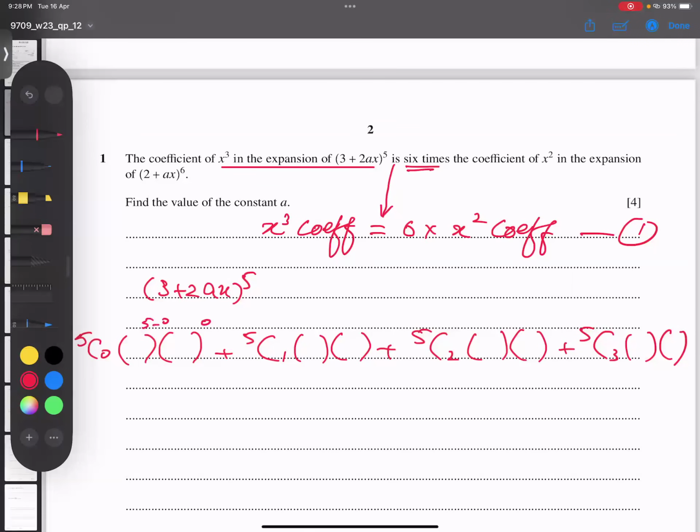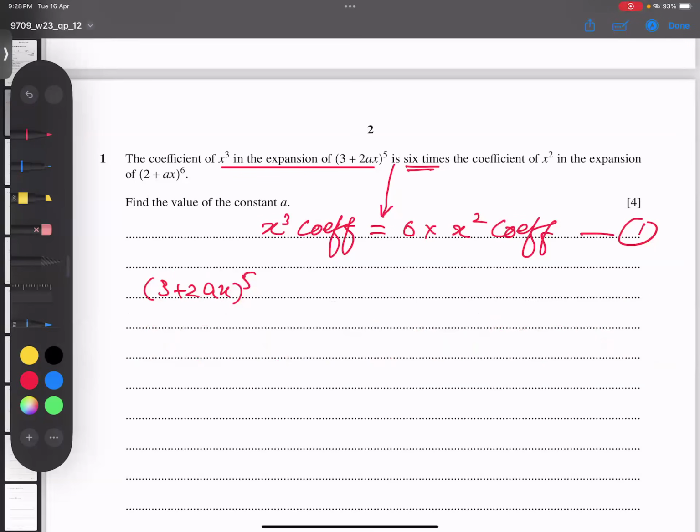5 minus 0, here 0, 5 minus 1, here 1, 5 minus 2, here 2, and 5 minus 3, here 3. In each first bracket, we get a 3; in the second bracket, we get this value every time. So why waste our time? Why can we not get x cube directly? I'm saving my time because it is a 4-mark question. So write the term involving x cube. I can directly get it.